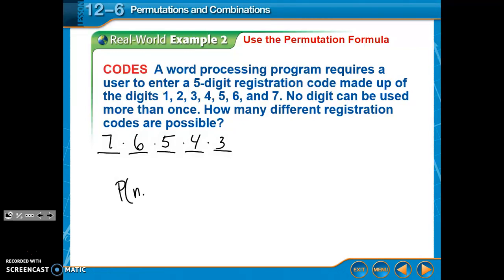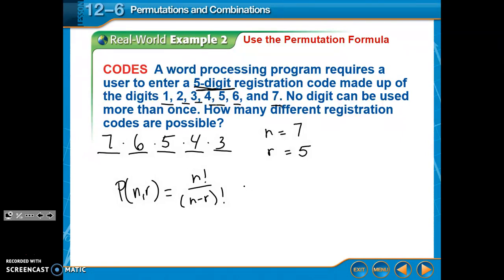So remember, it's P, n choose r, is equal to n factorial over n minus r factorial. So remember, n is how many possible numbers we have to choose from. So in our case here, we have 1, 2, 3, 4, 5, 6, 7. We're choosing from 7 numbers. So we're saying our n is 7. But how many we're choosing is our r. So in this case, we only have a 5-digit registration code, so r is going to be 5.